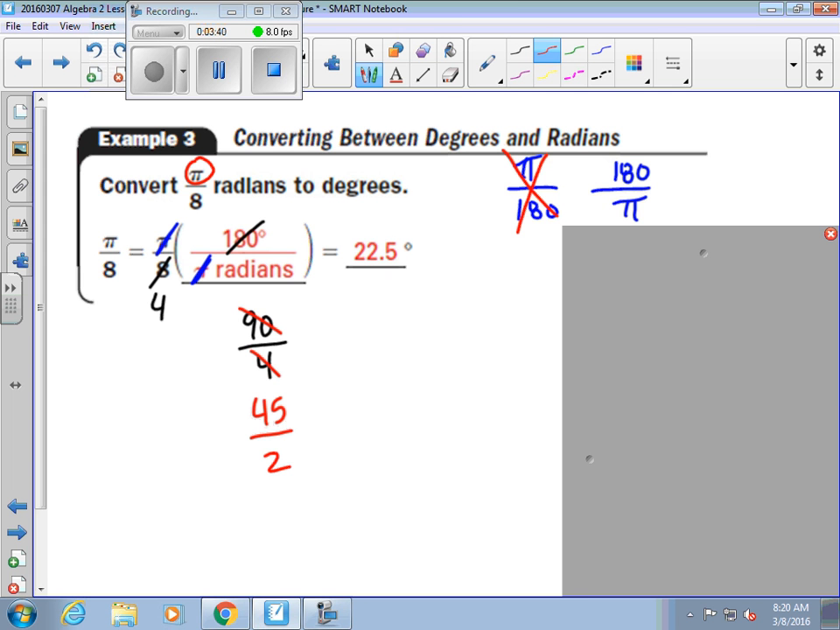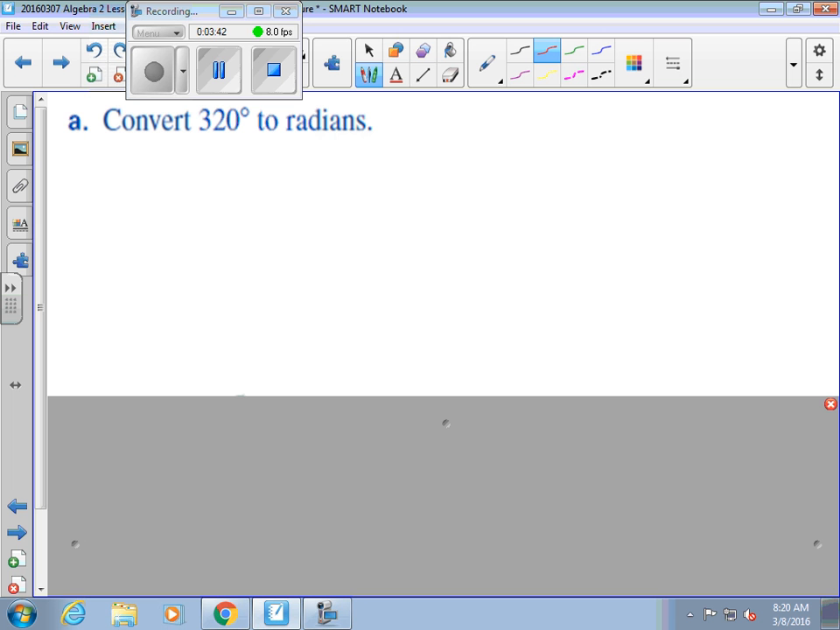So on the side or on the back, let's do this one. Convert 320 degrees to radians. Remember, you're either multiplying it by pi over 180 or 180 over pi. Which one do you want to multiply it by if you want to put pi into it? Take about 30 seconds, see if you can figure that out.